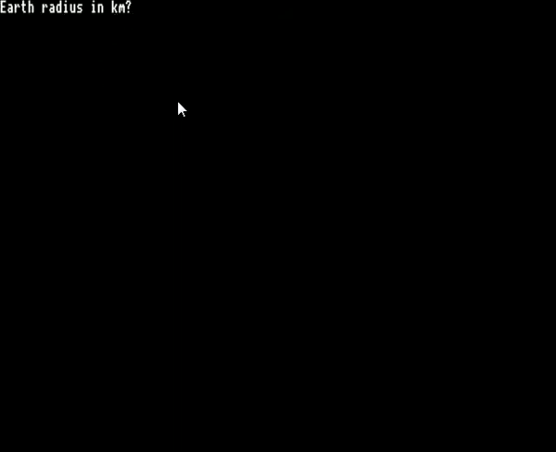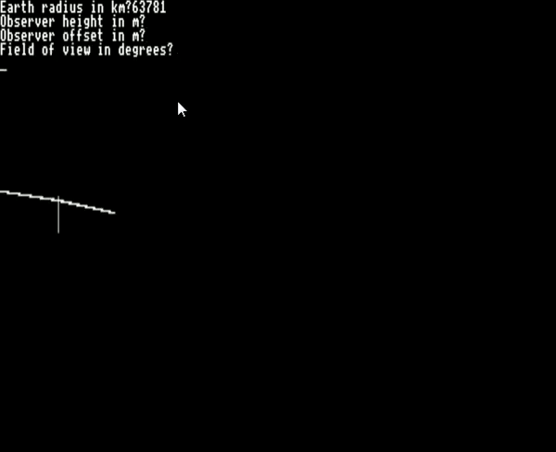But this time, well actually for comparison, let's have a really huge Earth. Let's have a huge Earth. Just, 6, 3, 7, 8, 1. Equatorial radius times 10. Observer height in meters. And let's just go for default again. And it doesn't look any different, does it? Still looks flat to me.